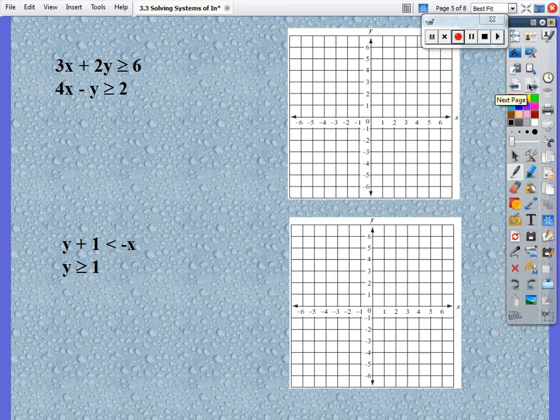Let's take a look at a couple more here. Take a look at the first one. Notice that it's not in slope-intercept form. So many of you like slope-intercept form. So let's go ahead. I'm going to label these. So number one, I'm going to put in slope-intercept.